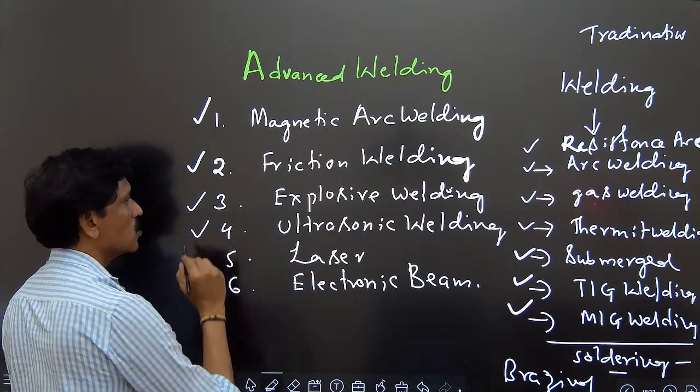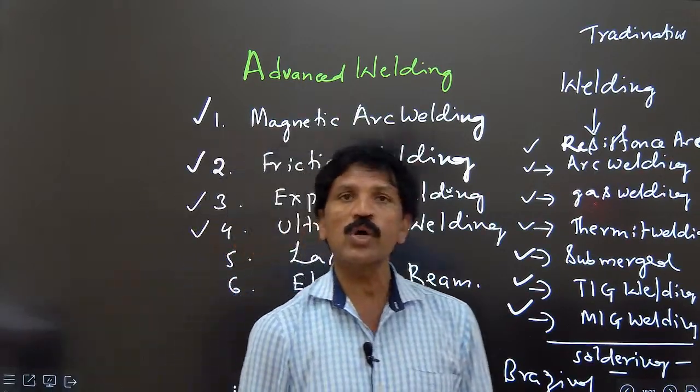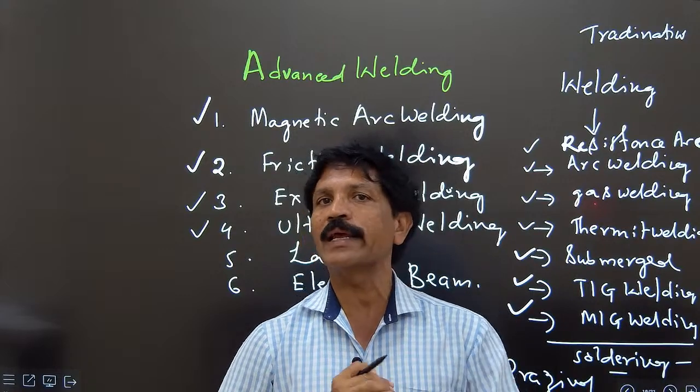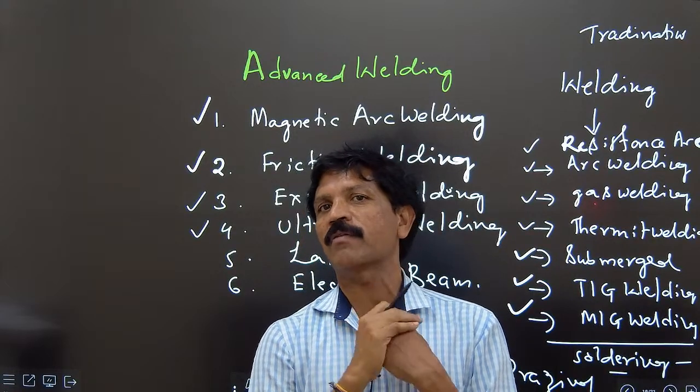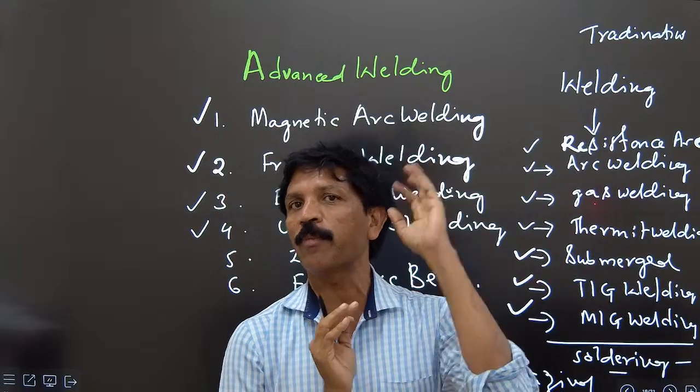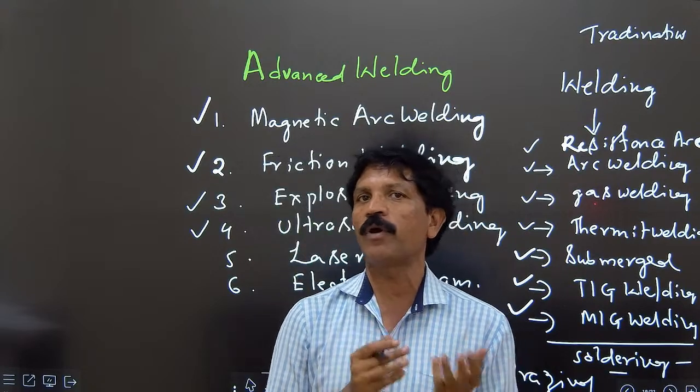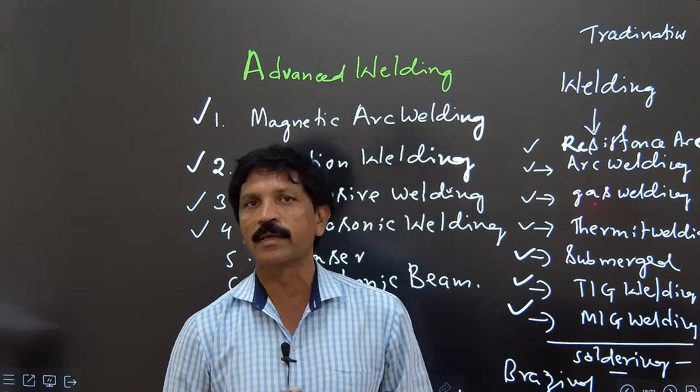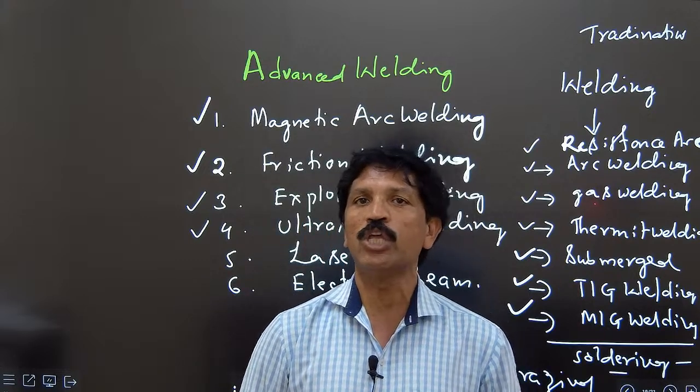And ultrasonic welding. Ultrasonic welding means ultrasonic rays are going to be released. These are very dangerous. In a nuclear power plant, there are alpha, beta, and gamma rays. These are very harmful to the human body.